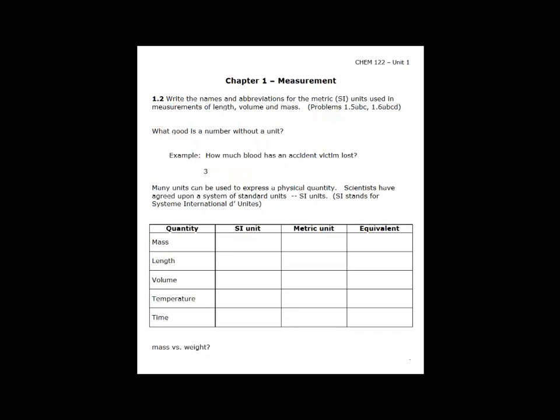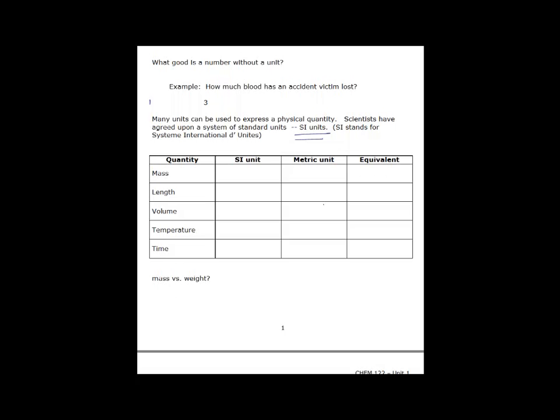So, the commonly used units that we use are SI and metric units. The standard units that scientists have agreed upon are SI. These are System International units. There are also metric units that are used in science as well. So we're going to learn both the SI units and the metric units for mass, length, volume, temperature, and time.